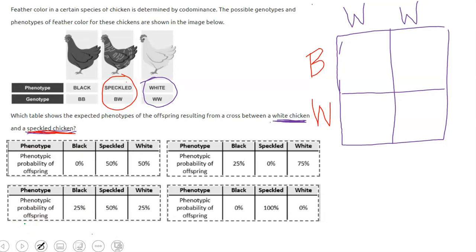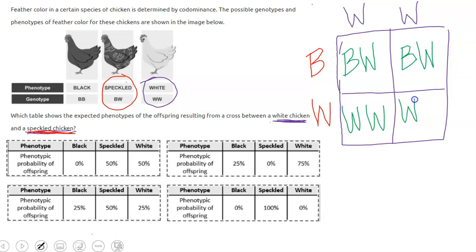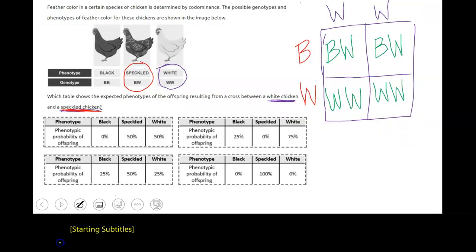Remember, this is codominant, so all of the letters are dominant, so we don't have to worry about any recessive letters. So this first one, we would just have our big B and big W. Our next square would be the same thing. There's the B and there's the W. Next square, we would have 2 dominant W's. And then the last square, same thing, 2 dominant W's. So it's asking for the phenotypes.